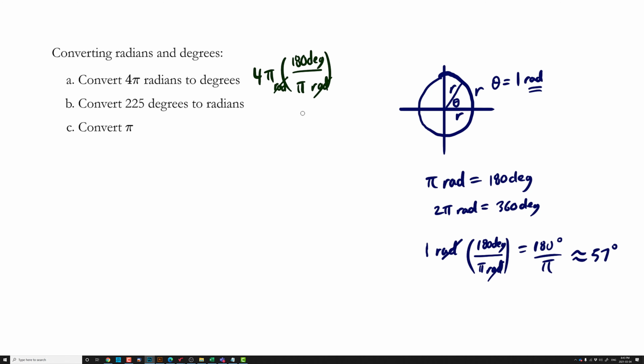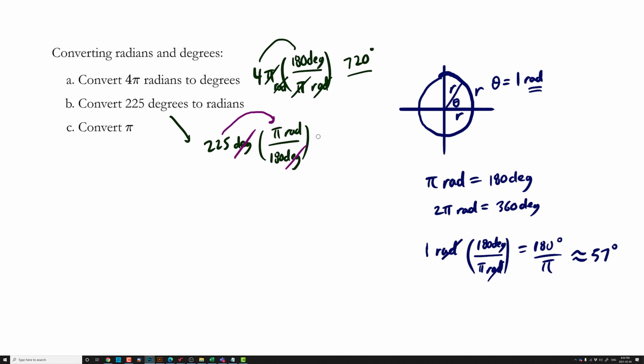Now let's go backwards. Let's convert 225 degrees to radians. We want the degrees to cancel out, so we'll write 180 degrees is equal to pi radians. So the degrees cancel out, and now 225 pi over 180 simplifies to 5 pi over 4 radians. This fraction here is reduced. And remember that pi is simply a number. It's approximately 3.14.